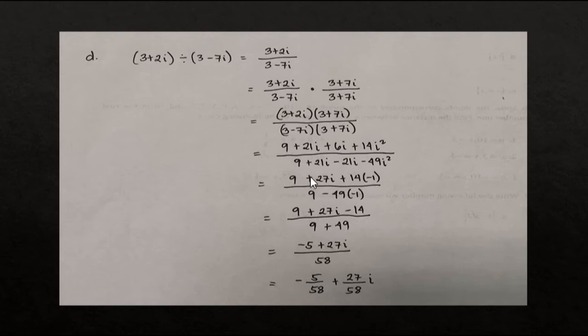On the denominator, 9, it can be canceled, since 21i minus 21i is 0. So, what remains is 9 minus 49 and i squared is negative 1. So, what remains is 9 plus 27i, 14 times negative 1, that is minus 14, all over 9, negative 49 times negative 1, that is positive 49.